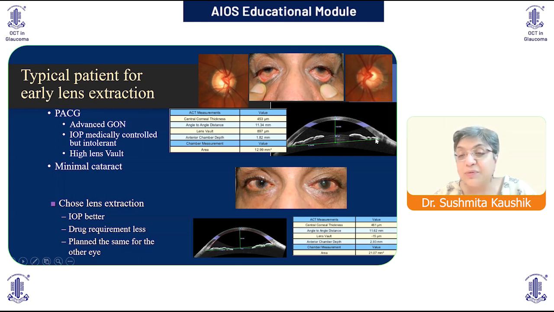And you can see the angles, which were so crowded, have now actually opened up a bit. And you can see the trabecular meshwork in front of Schwalbe's line is now facing the anterior chamber. So we hope that with all this, he can have reduced dependence on medication and a more stable glaucoma.